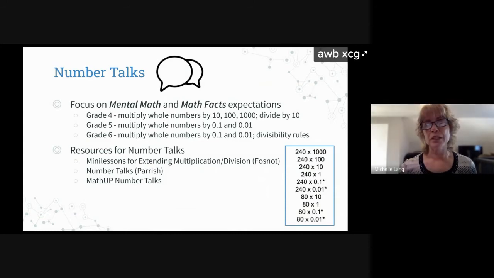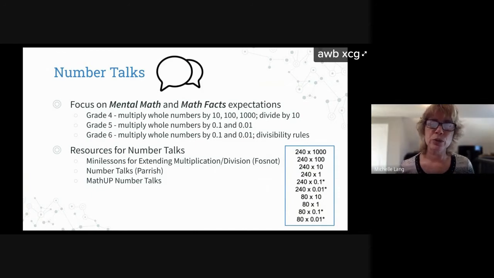and also divisibility rules. That piece in grade 6, multiplying by tenths and hundredths, isn't explicit in the curriculum. It's implied that they understand it from grade 5, but we know, especially for this year, that our students currently in grade 6 have not had a lot of experience multiplying whole numbers by decimals. And so we're giving them those opportunities through number talks.